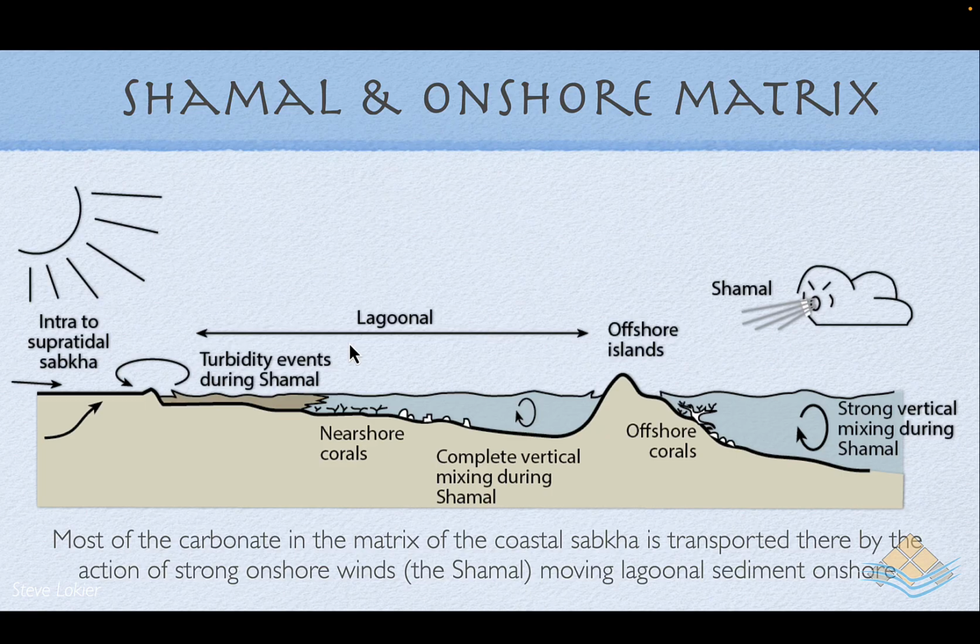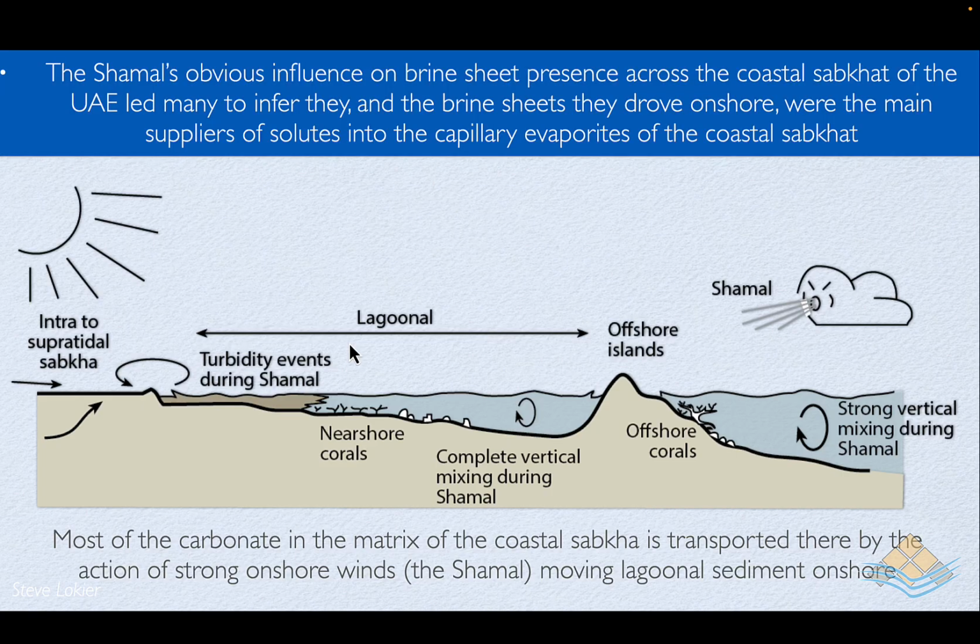Historically, because their effects are so obvious on the sabkha, most workers assumed that the shamals were the main drivers not just of sediment transport, but also of brine moving into the sabkha, which gave a predominance to the model known as the per descendum model for evaporite distributions in the Abu Dhabi sabkhas. The shamal's obvious influence across that coastal sabkha led to this notion that the brine sheets were the main suppliers of solutes into the capillary evaporites of the coastal sabkhas. This chapter will show you that's not the case.